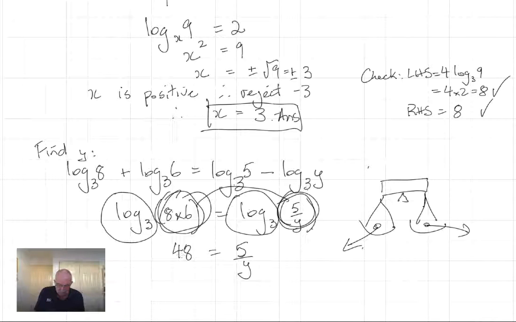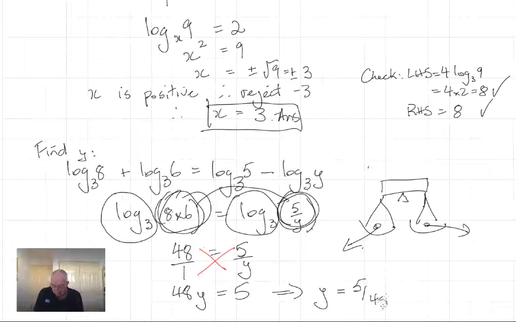Lots of ways we could do this. We've learned a situation where we can put a cross through the equals and multiply along the arms of the cross. We want to get y by itself, so 48y equals 5 times 1, which is 5. If we divide both sides by 48, we get y equals 5 over 48. And that is our answer.